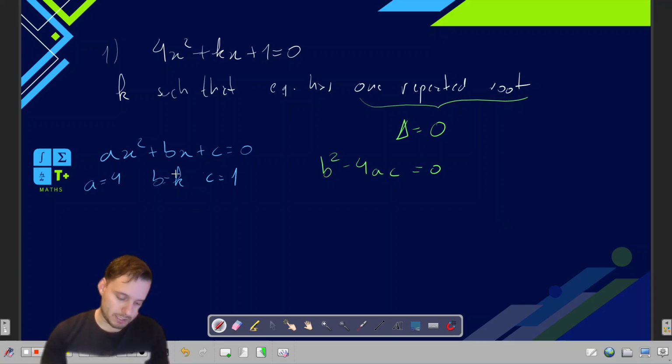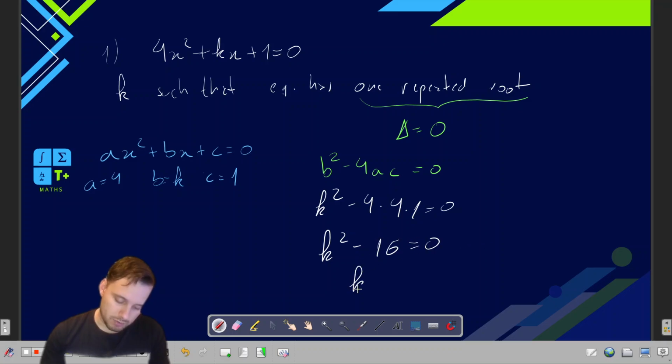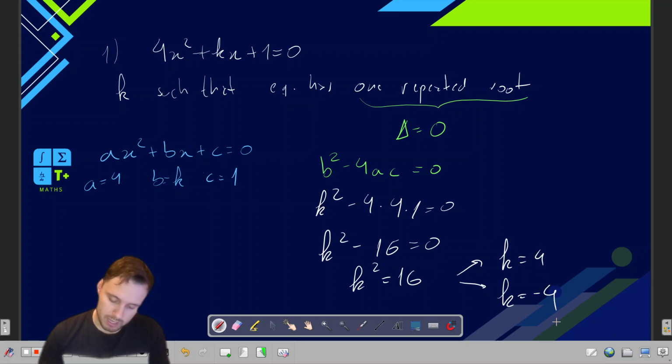B squared is k squared, minus 4 times a, that is 4, times c, that is 1, equal to 0. k squared minus 4 times 4 is 16, 16 times 1 is 16. So k squared minus 16 equals 0, and therefore k squared is equal to 16. Thus, I'm getting two different solutions: k is 4 and k is negative 4.